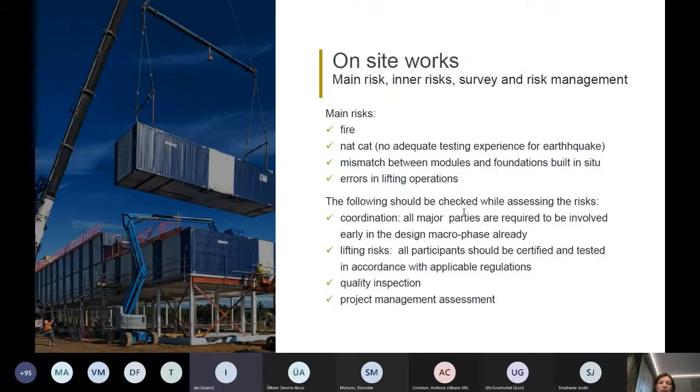And the last stage, which is the same for traditional construction and for modular construction, is on-site works. So here we can see that the risks are more or less traditional. They are fire, natural catastrophes, mismatch between modules and foundations, and errors in lifting operations.